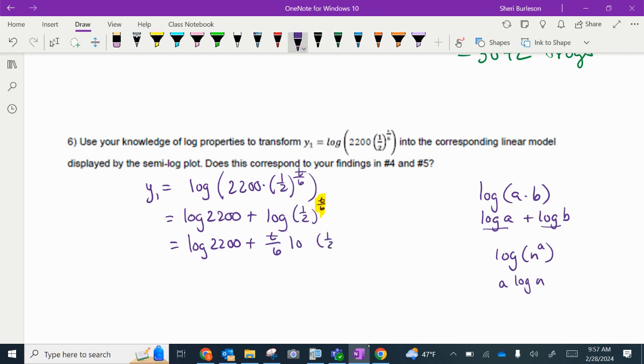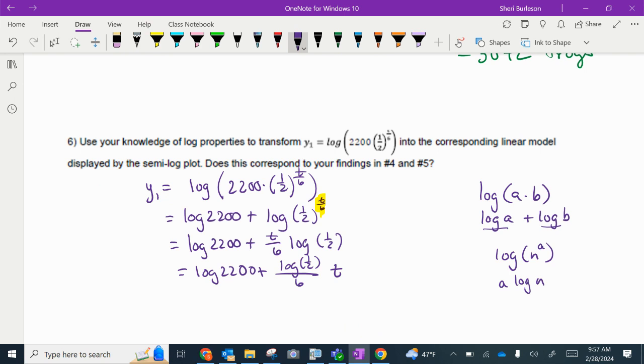There we go. Log of 1/2. Which means I have log of 2200 plus dividing by 6 is a number. Log of 1/2 is a number. Do you agree with that? So I have log of 1/2 all over 6 times t. I dropped a 0. Yes, thank you.